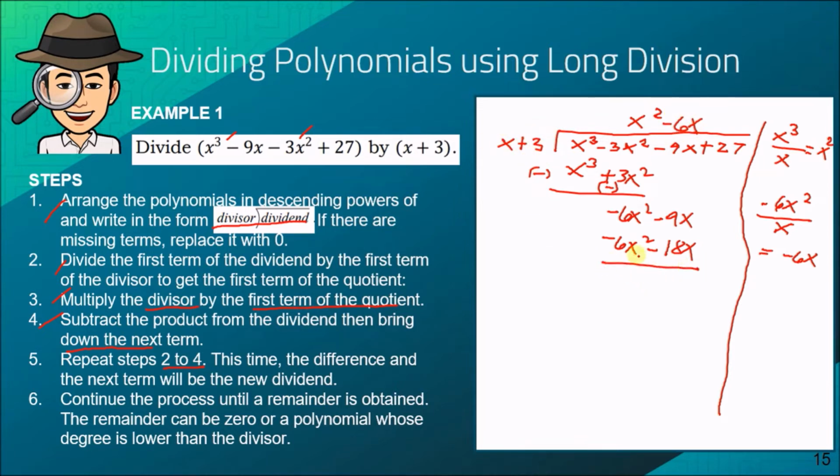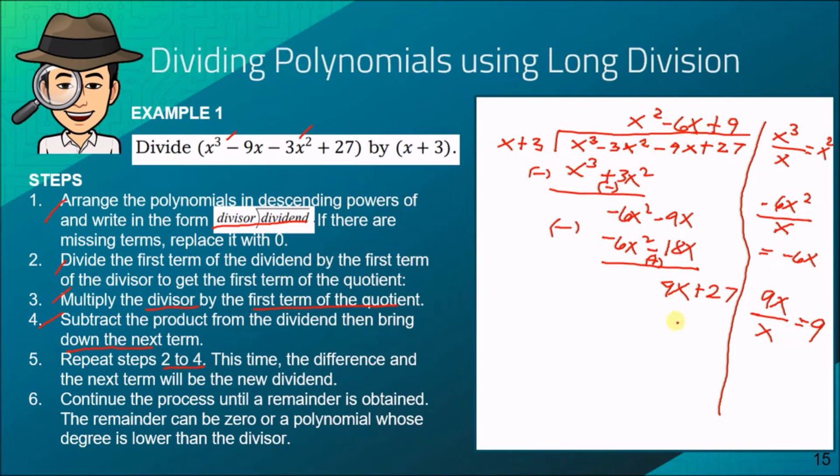And then, subtract uli natin. As always, nagkakancel yung unang bahagi dito. Copy, change. Negative 9 plus 18, magkakaroon ka ng 9. So, that 9x, sasamahan siya ni 27. And then, ito yung panibagong dividend natin. First term of the dividend is 9x. Didivide natin sa first term ng divisor, which is x. So, that makes it 9. Ilalagay mo dito. And that 9 will be multiplied to the entire divisor according to step number 3.